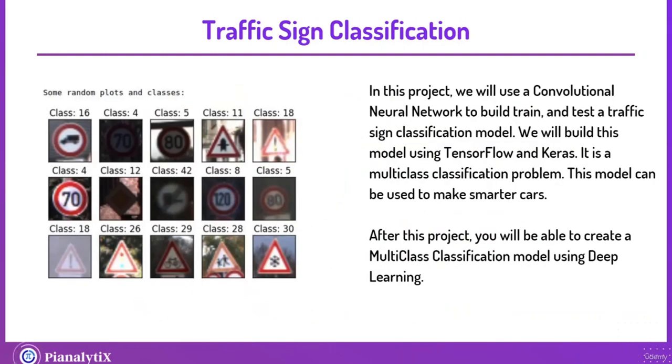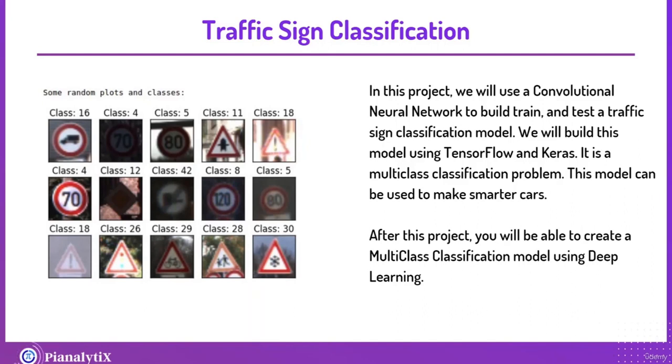In this project, we will use a convolutional neural network to build, train and test a traffic sign classification model. As you can see here on the left side, there are different traffic signs with different classes. We'll use this dataset to create a model. We'll build this model using TensorFlow and Keras. It is a multi-class classification problem, and this model will be used to make smarter cars.